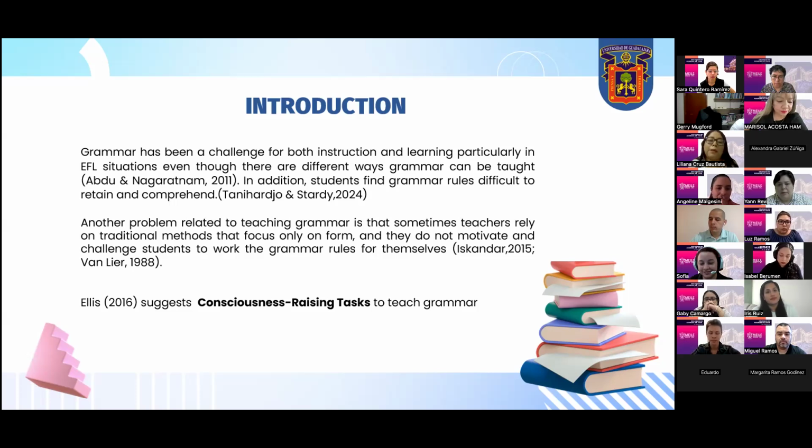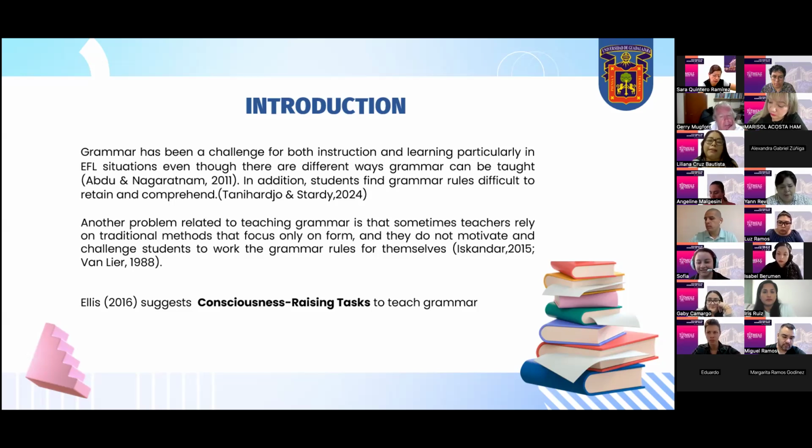And another problem, or maybe one of the problems, is that as teachers, we don't motivate or challenge our students to work the grammar rules by themselves. So because of this, Ellis proposes the use of consciousness raising tasks to teach grammar.